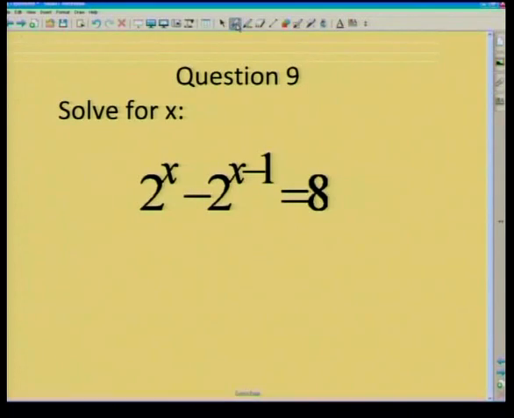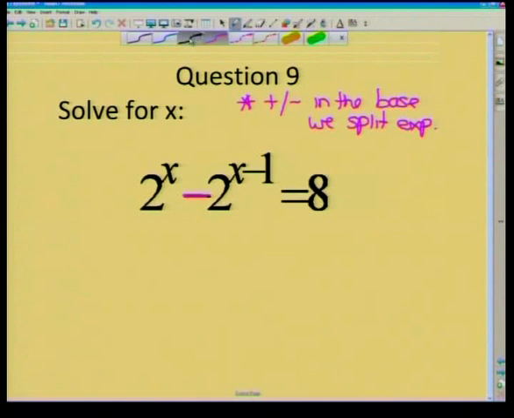Now, this one is different because if you look here, we have a minus in the base. Remember the story with that. And remember how it worked? If we have a plus or minus in the base, we split exponents. So right, let's have a look at that.